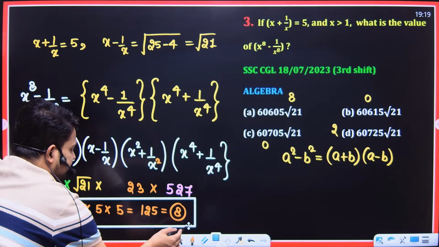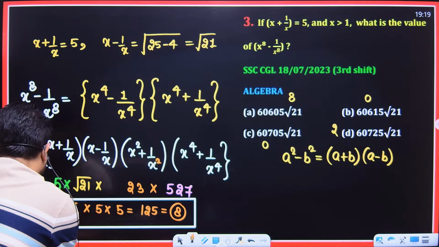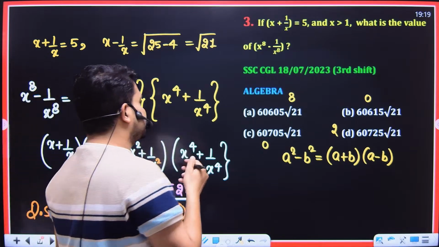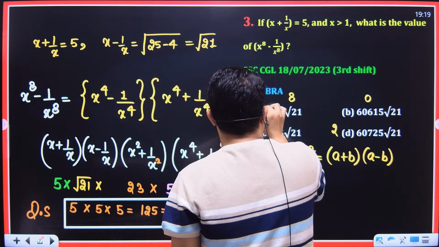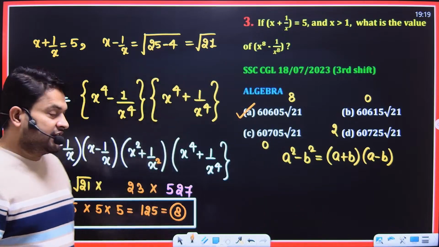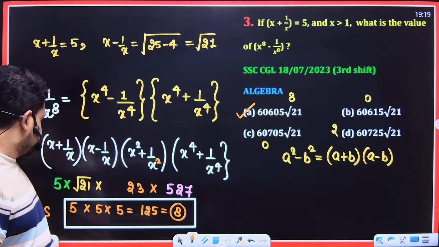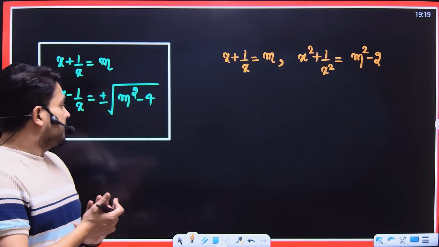I am writing DS. DS is for digital sum. So 8 is the digital sum of option number A. So option number A will be my answer. If you multiply this number, then 100% this will come. Next. Question number 4.